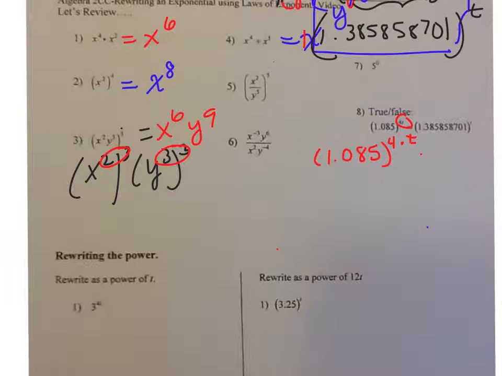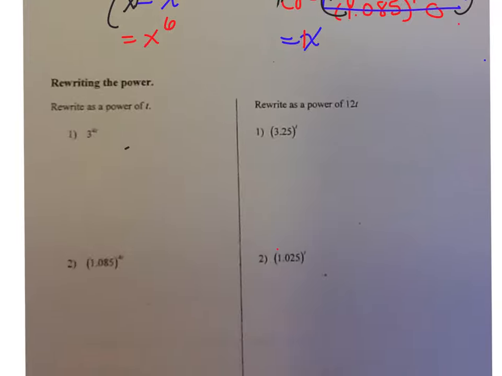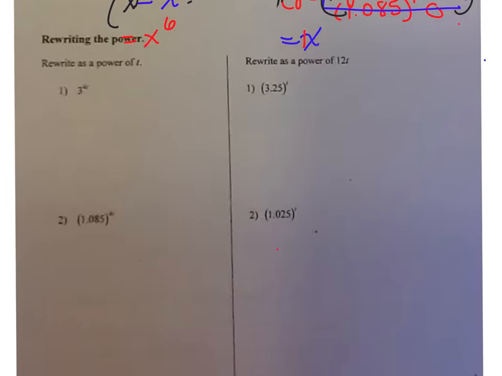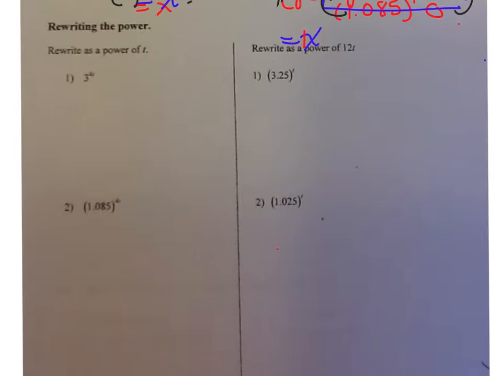All right, so that's what we're going to be working on today, different ways that you can write exponents. Let's take a look at number 1. Sorry, my copy's very blurry today. The first one says rewrite as a power of t. That's kind of like what we just did. I have 3 to the 4t power, so that's really 3 raised to the 4 times t power.